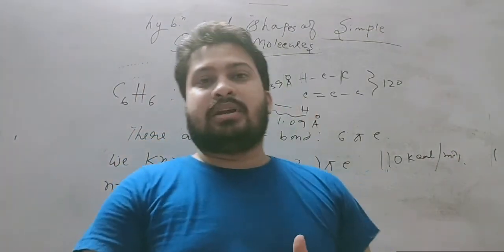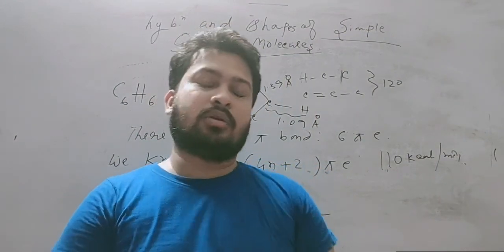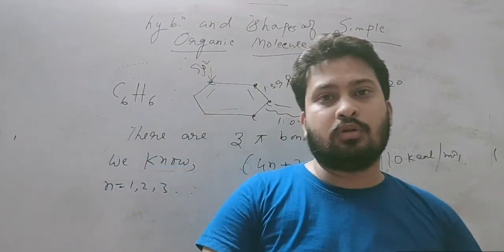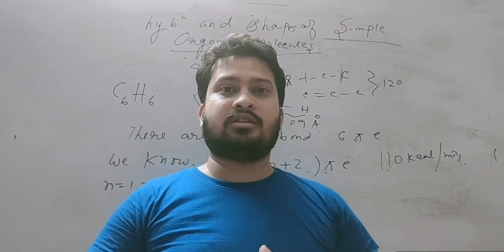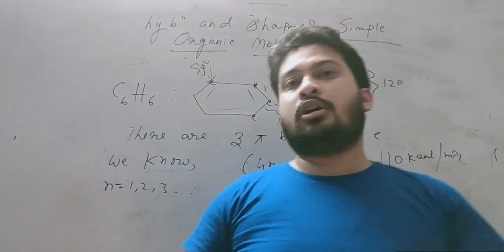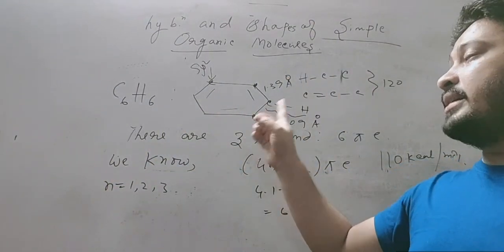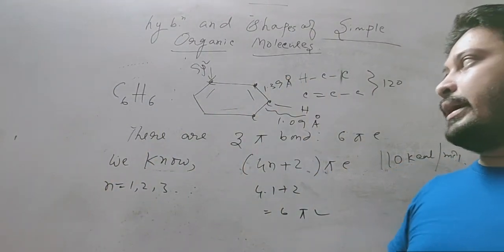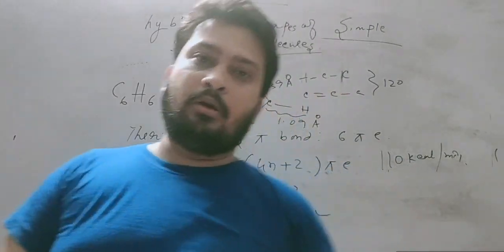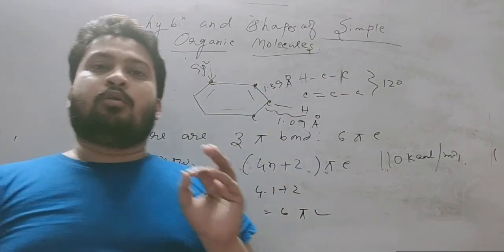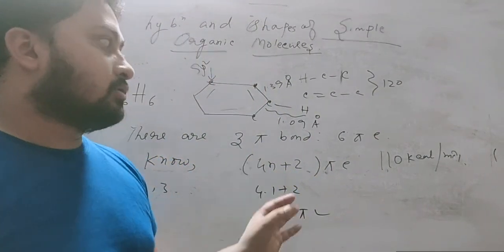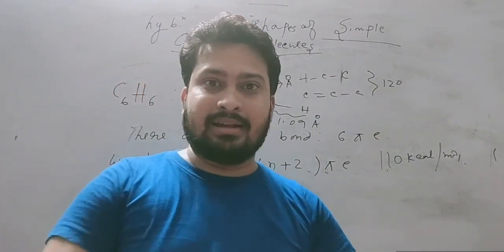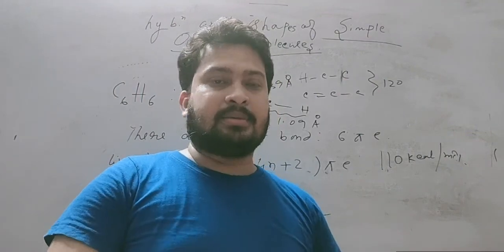Why is it an aromatic compound? Because it follows the Huckel rule. The rule is 4n plus 2 pi electrons; if it is matched to the pi electrons of the compound, then we can call that compound aromatic. Generally, a compound which has a sweet smell and follows the Huckel rule is called an aromatic compound. There may be exceptions.